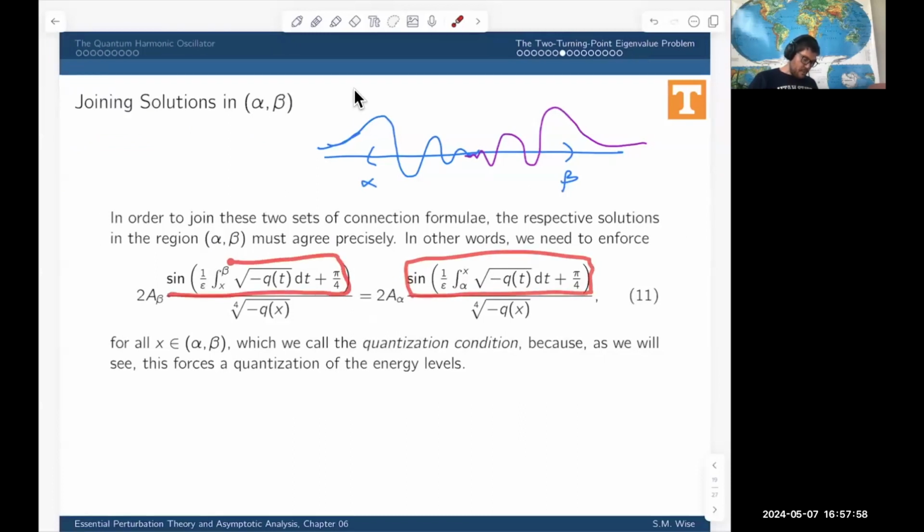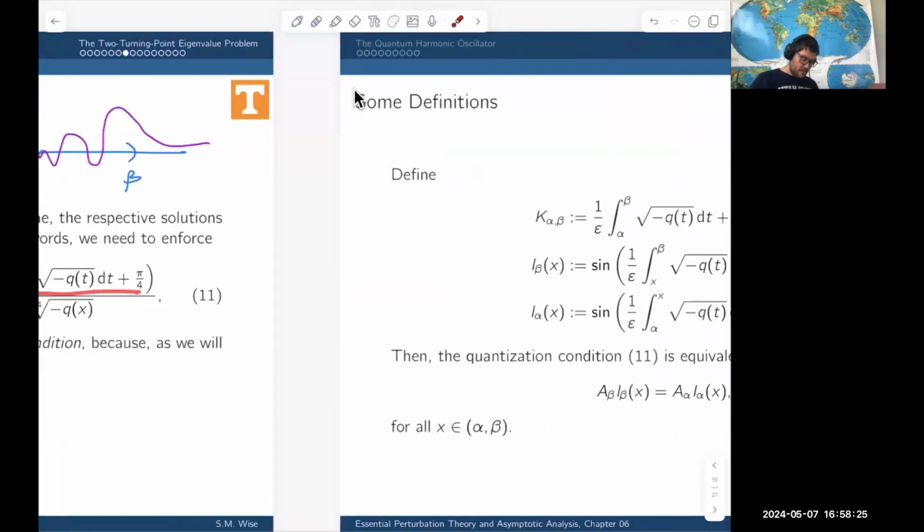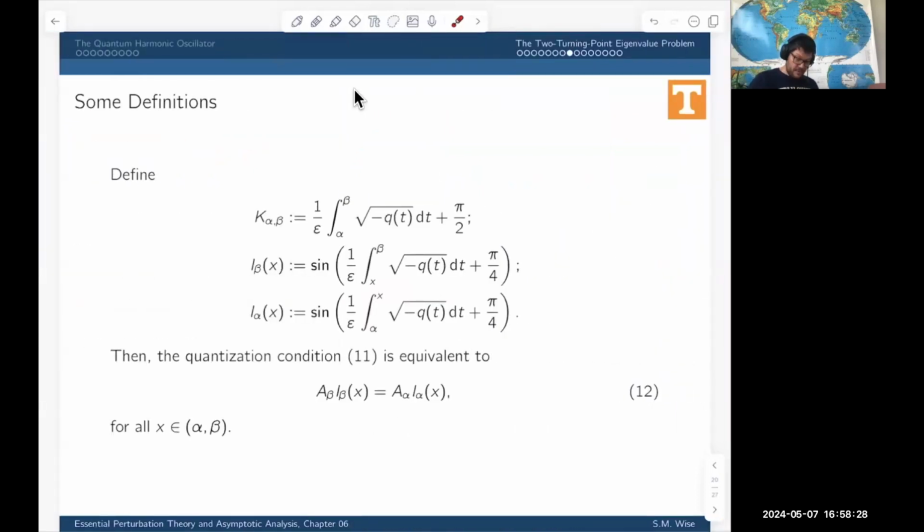So what do we need to make these two things equal? Well, we need these coefficients to be equal. The 2's are definitely equal, and the denominators are equal, because those are the same things. What we really need is for a beta times this integral to be equal to a alpha times this integral. So the quantization condition 11 is exactly equivalent to saying that a beta I beta of x should be equal to a alpha I alpha of x for each x in the interval alpha to beta.